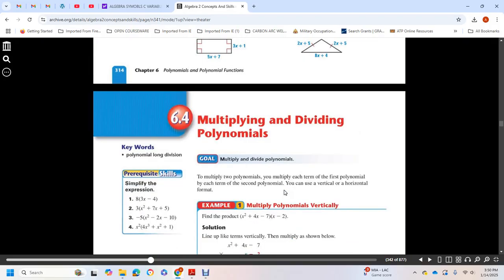Alright, 6.4, multiplying and dividing polynomials. Goal: multiply and divide polynomials. Multiplying two polynomials, you multiply each term of the first polynomial by each term of the second polynomial. You can use vertical or horizontal format.